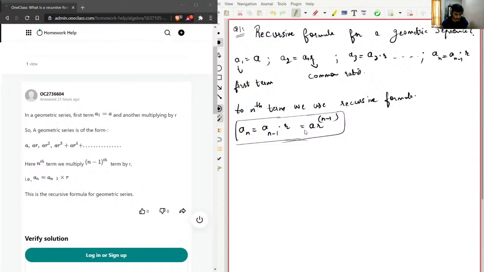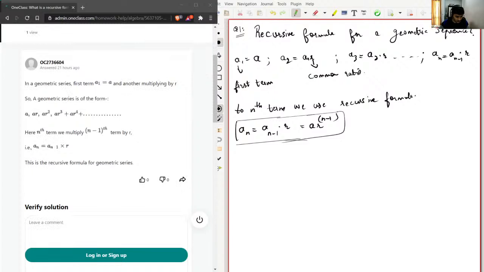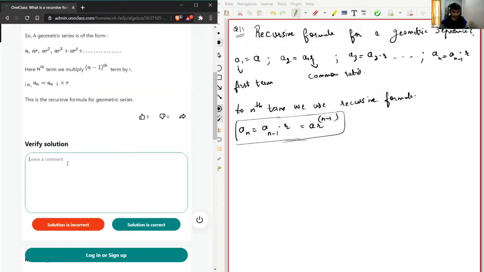So this is the recursive formula for a geometric series or geometric sequence, and that is pretty much all for this question. In a geometric series, the first term is a1, and for the nth term, we multiply the n minus 1th term by r, and then we get the recursive formula for a geometric series. So the solution given here is correct. Good work.